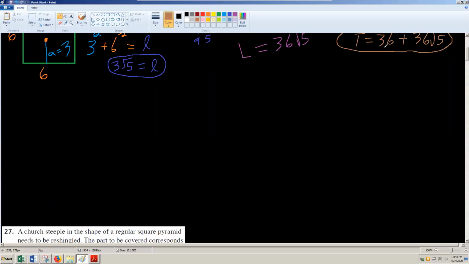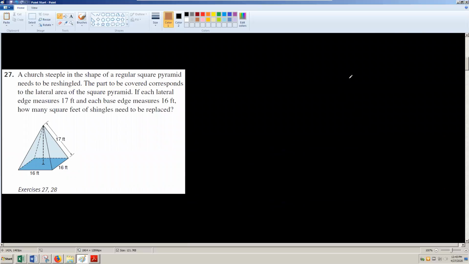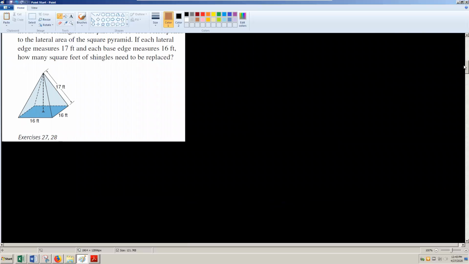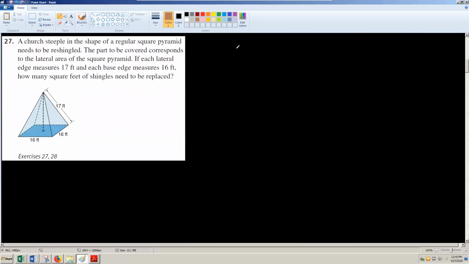And if you want to find an approximation for that, I'm quite confident you could. I think it comes out like approximately 116.5 or whatever. But I don't really care about approximations. Exact answers are better. All right, let's look at 27 here.